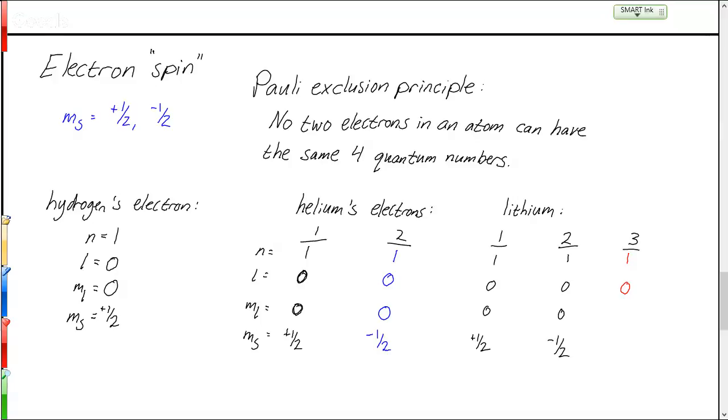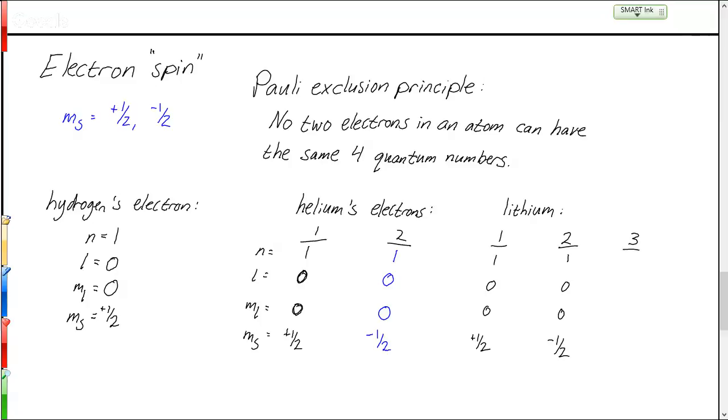Do you remember? It's also got to be 0, because ML can only go from -L to +L. So if L is 0, there's only one ML, which is also 0. If L were 1, then we could go -1, 0, or 1, but we can only go 0 there. So then MS has to be either +1/2 or -1/2. Either way, we conflict with the other electrons and we violate the exclusion principle. So that tells us that it's not possible to have another electron in the n equals 1 level, because it would have to have the same 4 quantum numbers as another electron.